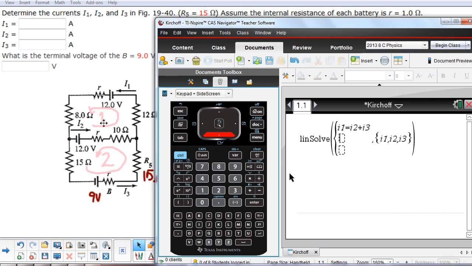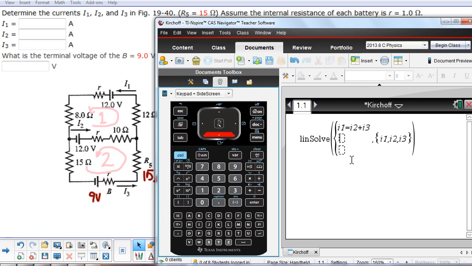And then the loop rule around loop 1, let's start up here with this 12 volts. And so as we go around, V equals IR, voltage adds, IR drops, and another IR drops. Voltage gets added, IR drop, IR drop. And so this is a nice one to use a system of equations and solve.